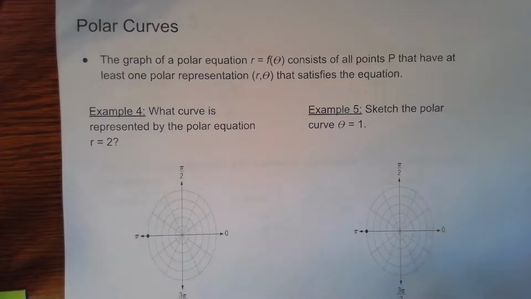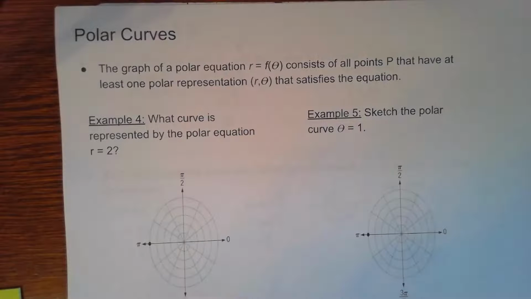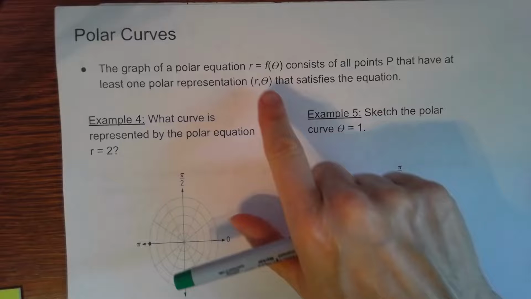We're going to use theta in our equation. When we have an equation that has a function of theta, and we graph it, just like we would in Cartesian coordinates, we make a collection of all the points that satisfy the equation. Same thing with polar coordinates. It's just the collection of the polar points that satisfy the equation.